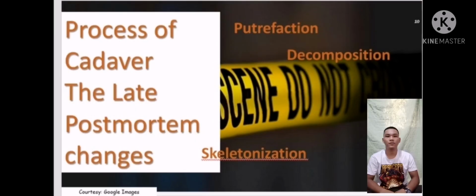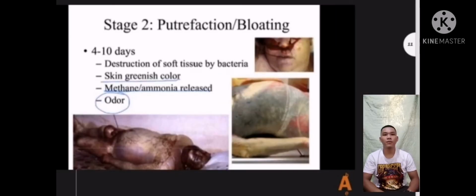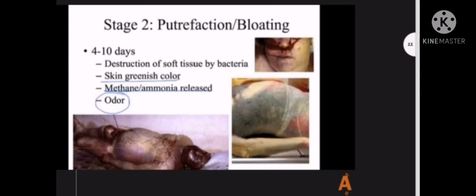The process of cadaver, or the late post-mortem changes, like the putrefaction, decomposition, and the skeletonization. This is the sample picture of the putrefaction, and it is the predominant cause of tissue degradation and is due to bacterial activities. Putrefaction starts 4 to 10 days after death. Most of the appearance of the dead body over time is due to putrefaction, like bloating.